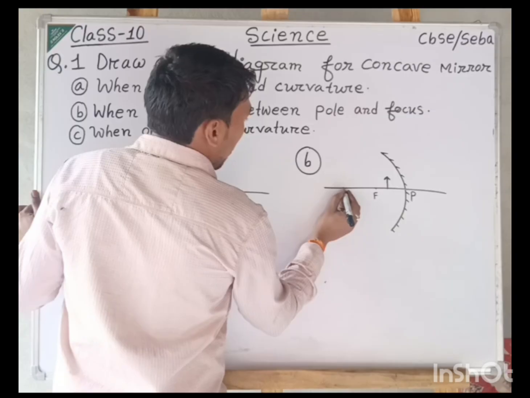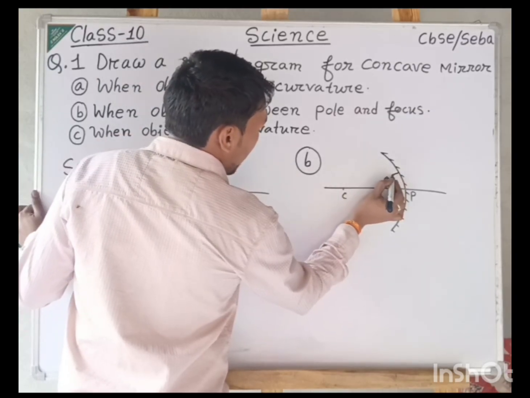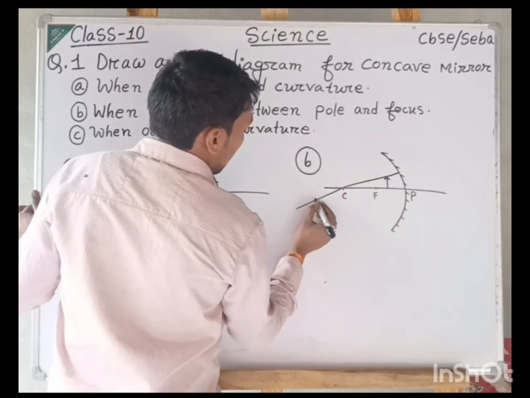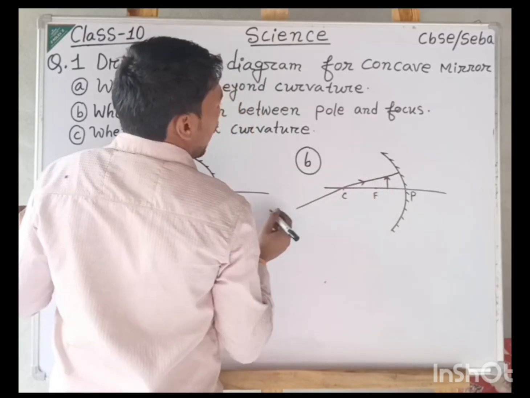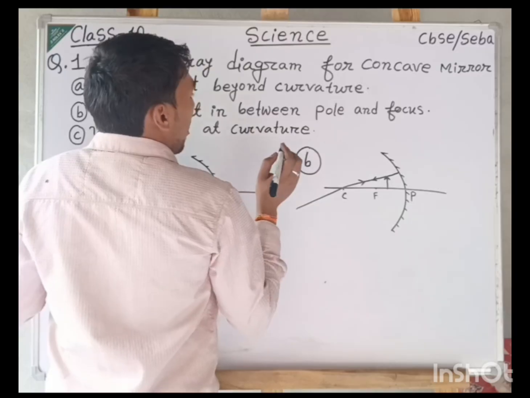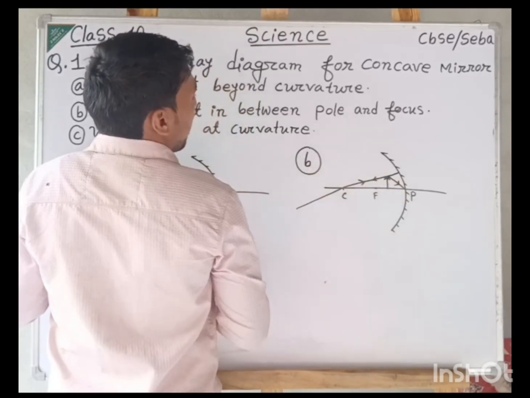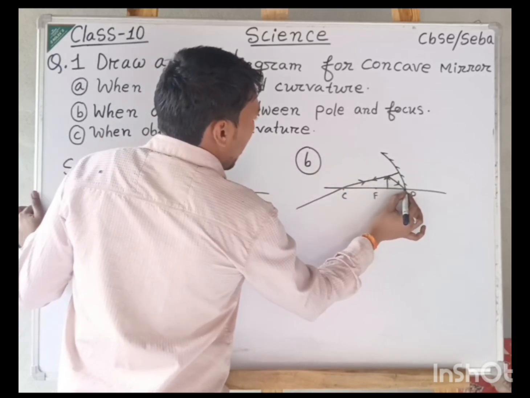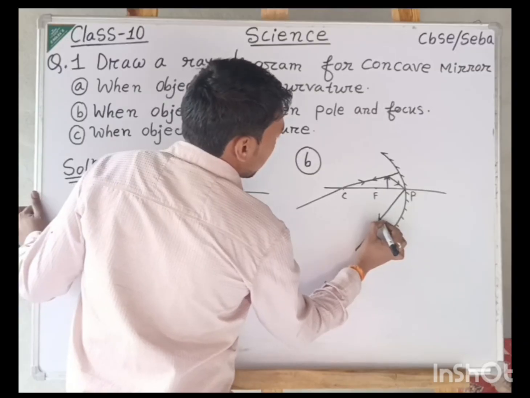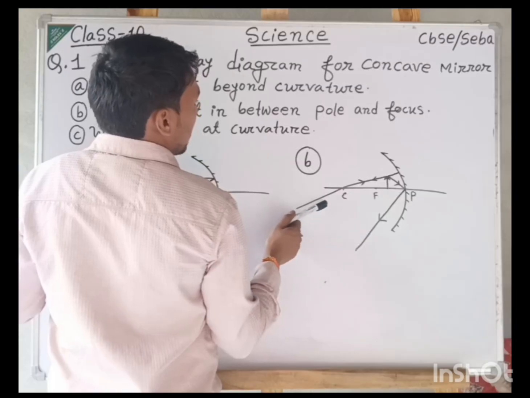Now in the rules for drawing a ray diagram, we have when a ray is passed from the curvature, it will return back along the same path. Now the next ray I will pass from the pole. When a ray is incident on the pole, it will reflect by making equal angles. Now you check these two reflected rays.